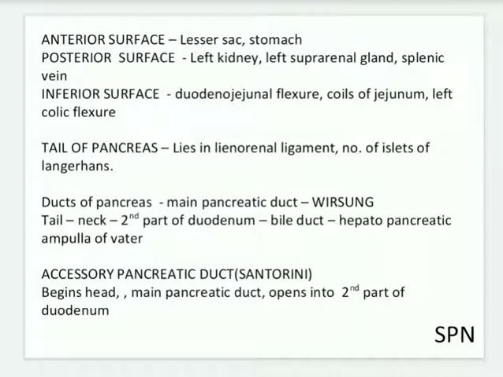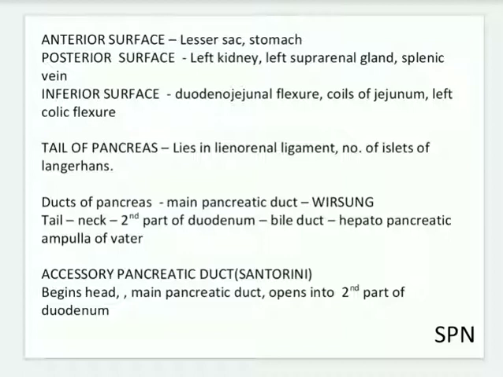Next are the ducts of the pancreas. The main pancreatic duct is commonly called the duct of Wirsung. It begins from the tail and traverses the whole pancreatic gland, and at the neck it turns downward and enters the second part of the duodenum, joining the bile duct and passing through the hepatopancreatic ampulla of Vater, which opens into the duodenal papilla.